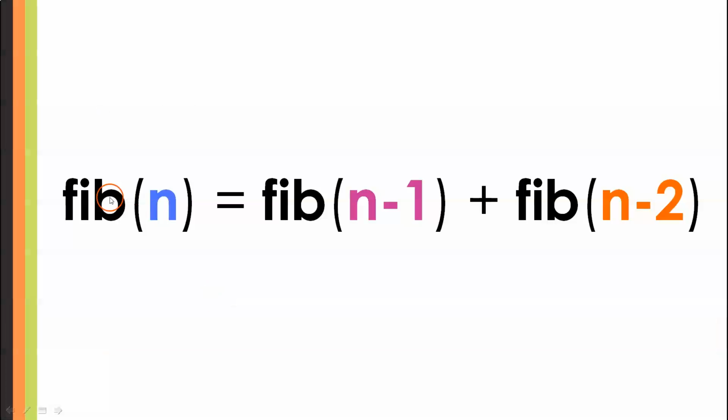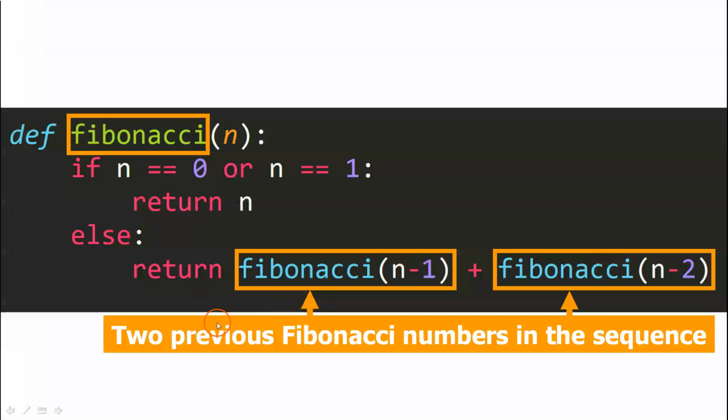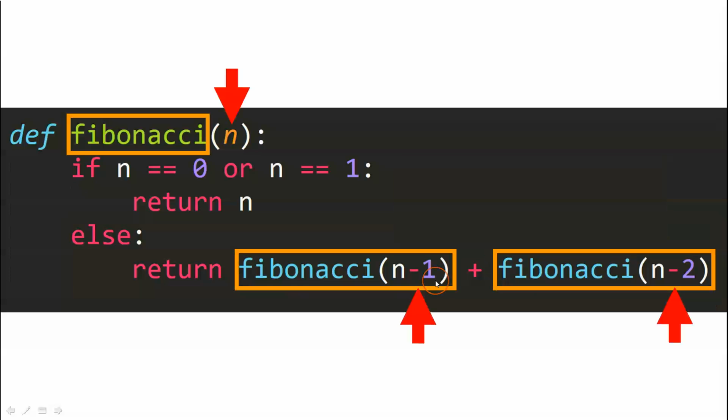Remember that this is the definition of the Fibonacci sequence. The nth Fibonacci number is the result of adding the two previous numbers in the sequence. So that is why we have to add these two function calls. We get the previous number and we get the other previous number, the two previous numbers in the sequence. This is what we call the recursive case because we have these recursive calls. And one of the key things about the recursive calls is that they solve smaller versions of the same problem.